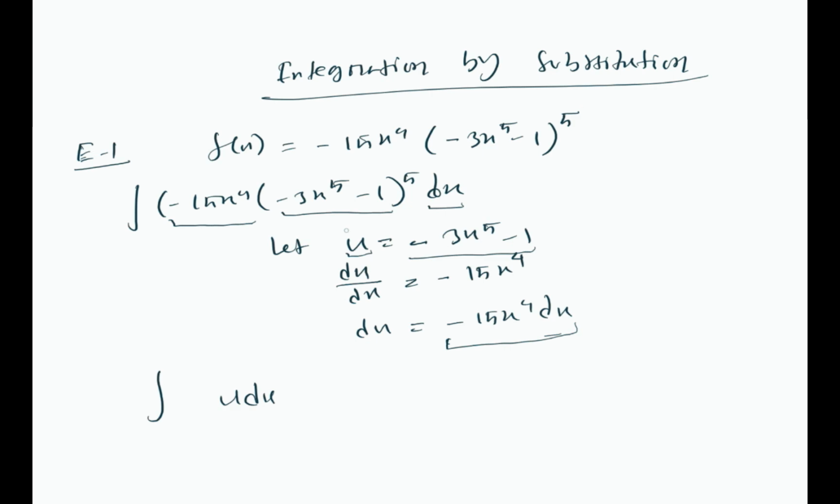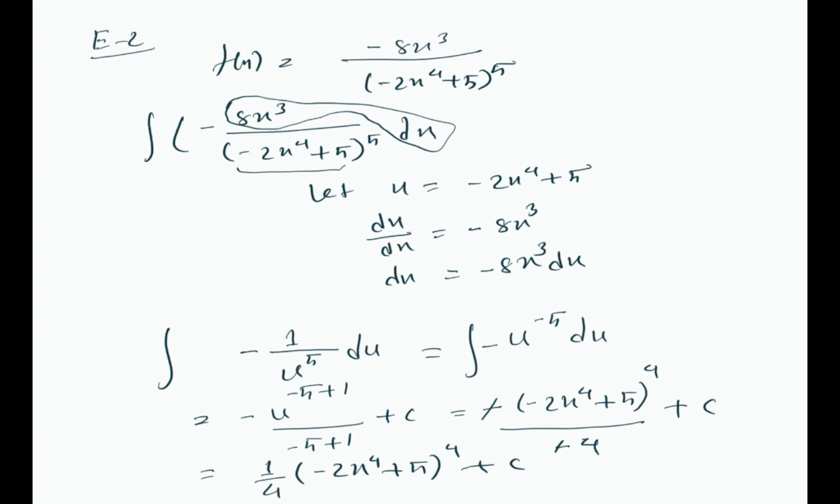Okay, but here see our u is only negative 3x to the power 5 minus 1, so we have a power here, and this power is 5. So the integral of u to the power 5 du is equal to, according to the power rule, u to the power 5 plus 1, which is 6, over 6 plus c. So we can substitute our value for u, which is minus 3x to the power 5 minus 1 all to the power 6 divided by 6 plus c. So this is the final answer for this example. Example 2.